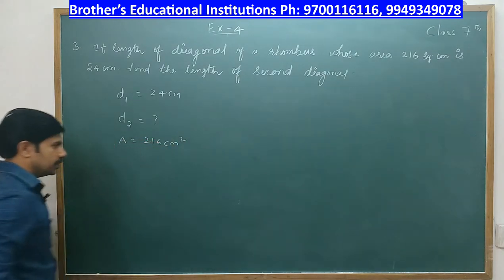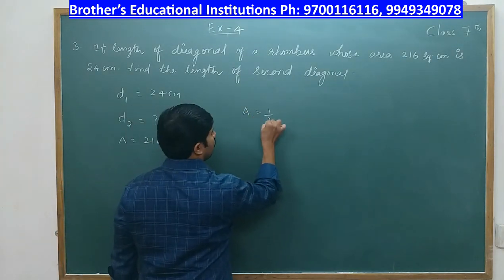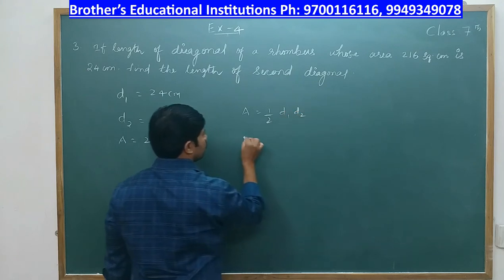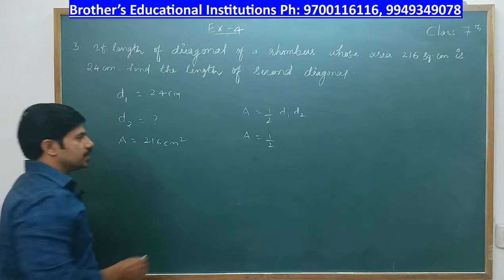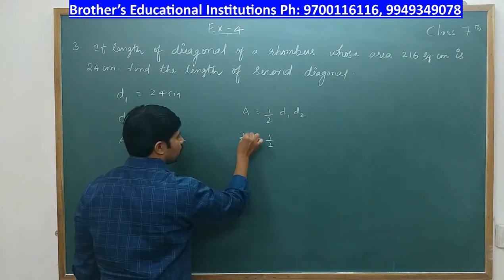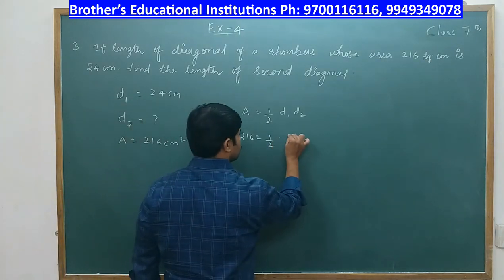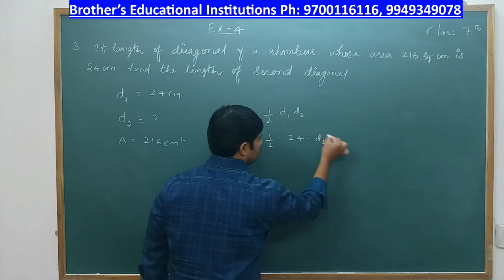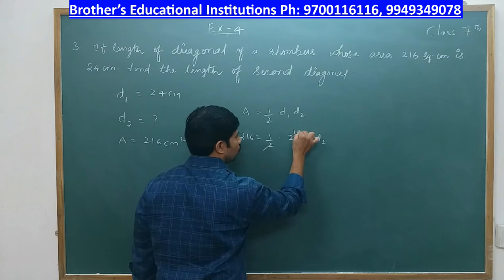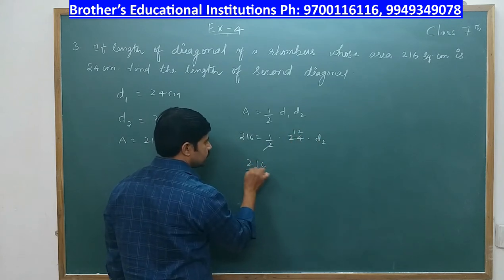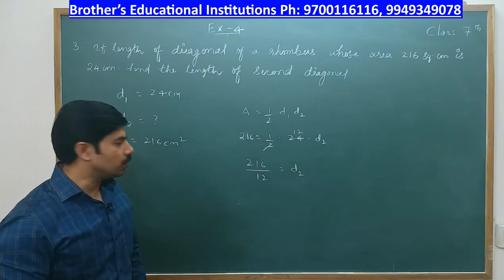So we need to find out the length of the second diagonal, and the area of the rhombus is given as 216 square centimeters. Area of rhombus is half D1 D2. So A is equal to half into, instead of A we can write 216 because the area is given. So 216 is equal to half into D1, which is 24. We have to find out D2. So 2 12s are 24. So 216 by 12 is equal to D2.